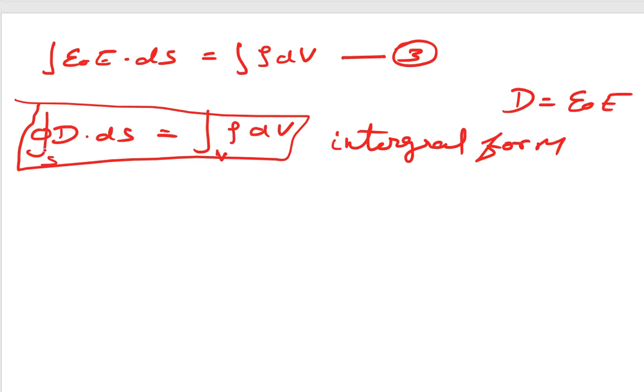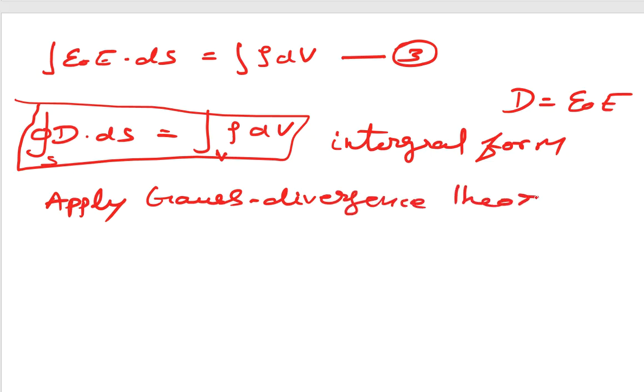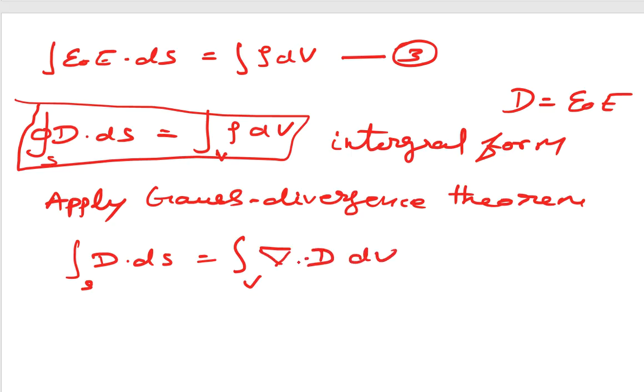Based on Gauss divergence theorem, as we told earlier, if you apply Gauss divergence theorem, this surface integral D dot dS will become a volume integral, so del dot D into dV. So apply here and convert the left hand side of our equation. We'll mark this equation 4.